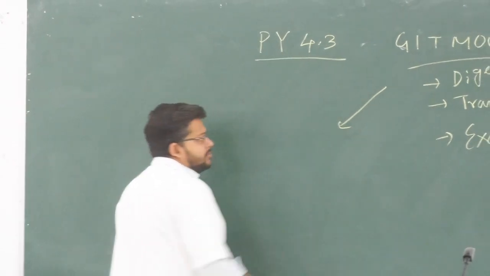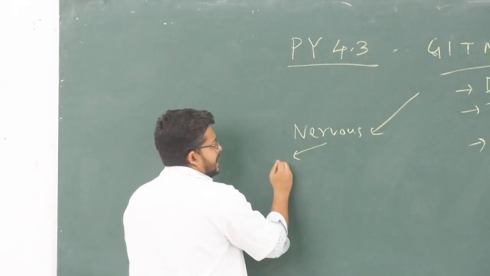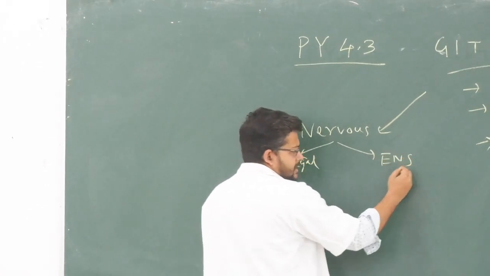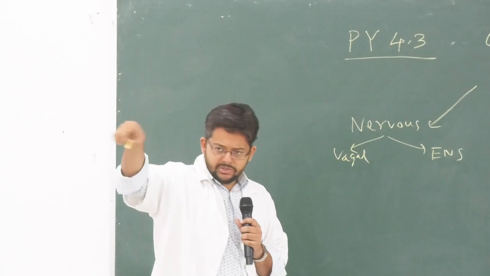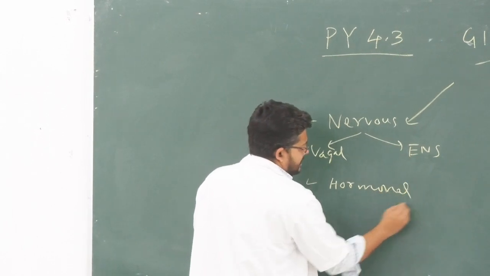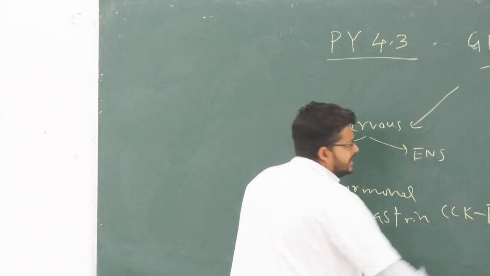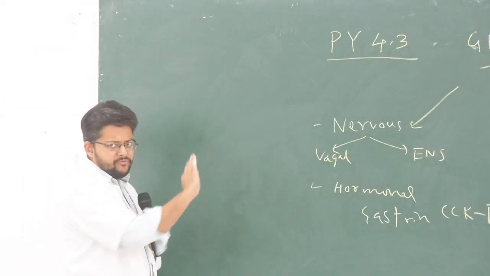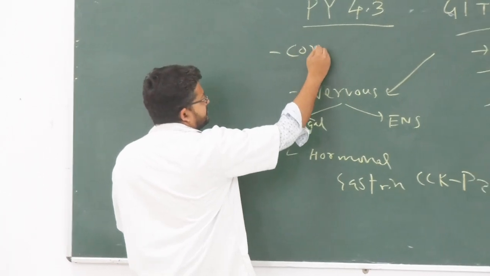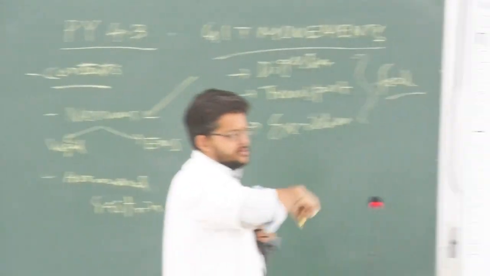And regulation of GIT movements is by three things. One is nervous or neuronal regulation, of which we have vagal. It is coming from the central nervous system. The other is the enteric nervous system. It is there in the picture that I drew on day one. Then hormonal. It can be many hormones. It can be gastrin, can be CCK-PZ, a multitude of hormones, and we will have a separate class on hormones also. That is a separate PY 4.6 or something. And the third one is the contents of the food. So our next 30 minutes will run around this idea only.